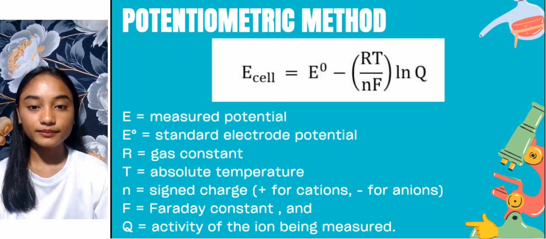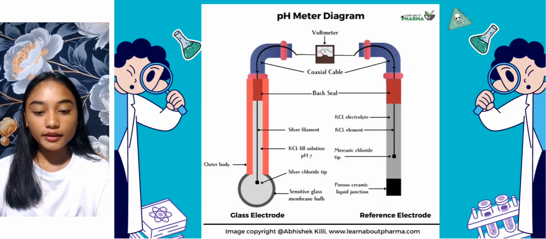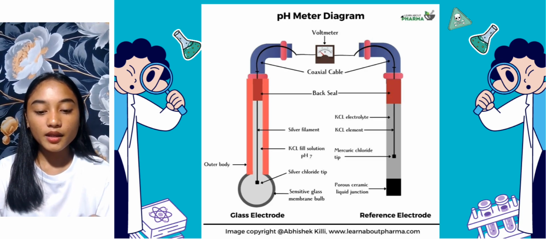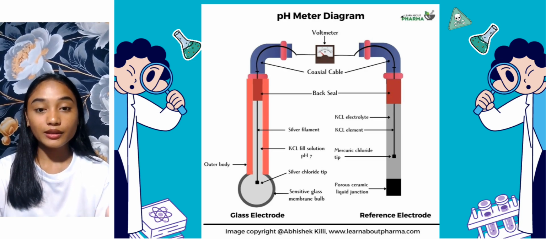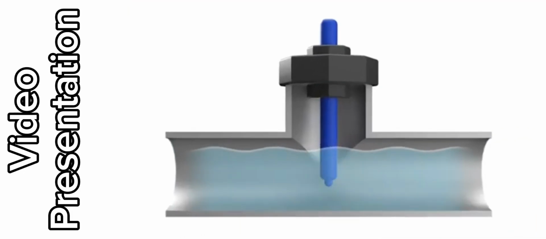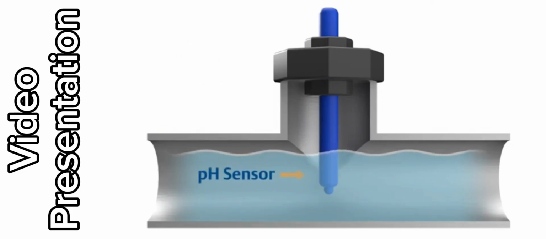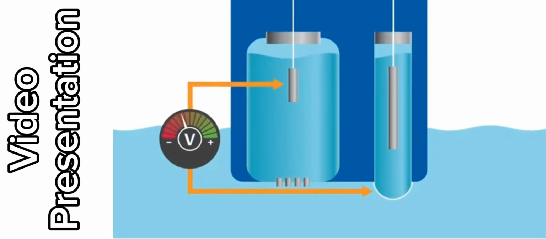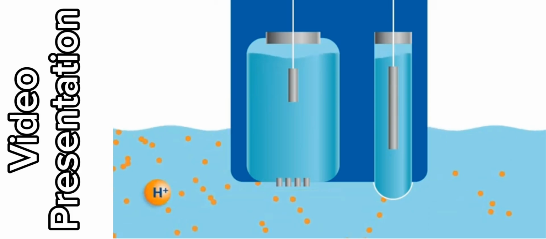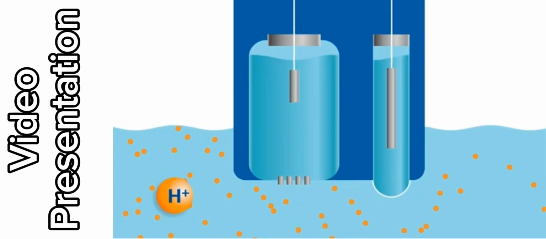Moving forward, this is how a pH meter diagram looks like. pH is a measure of the concentration of hydrogen ions in a fluid. The most common method for online pH measurement is potentiometric glass pH sensors. These sensors work by producing an electrical voltage that is proportional to the hydrogen ion concentration in the fluid.